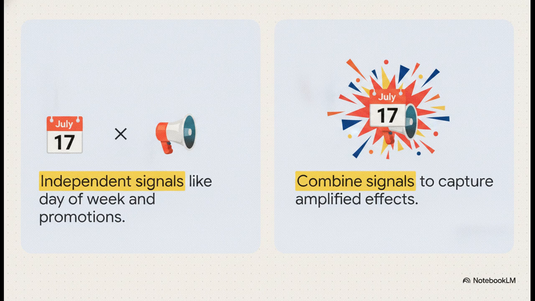interaction signal. It mathematically captures that unique, crazy explosion of sales you only get when a promotion happens to fall specifically on a weekend. It's basically a direct shortcut to help the model understand amplified effects.